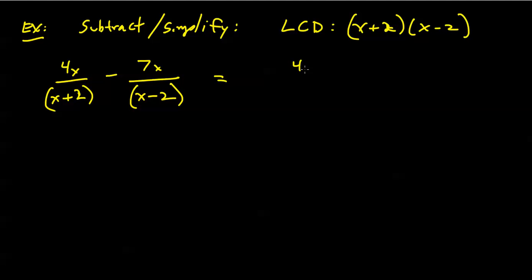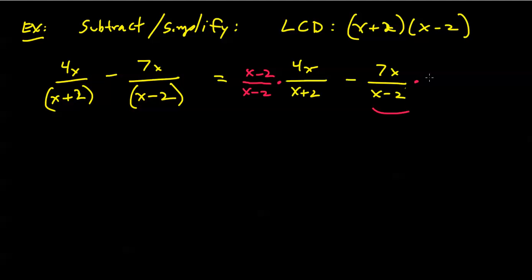Alright, so let me rewrite this for a minute. If I want to change these denominators to look like my LCD, I'm going to have to multiply by the missing factor here. In this first rational expression, I'm missing x minus 2, so I'm going to multiply top and bottom by 1 in the form of x minus 2. Similarly, in the second rational expression, in the denominator, I'm missing an x plus 2, so I'm going to have to multiply top and bottom here by x plus 2 to get an LCD and to maintain equivalent expressions.